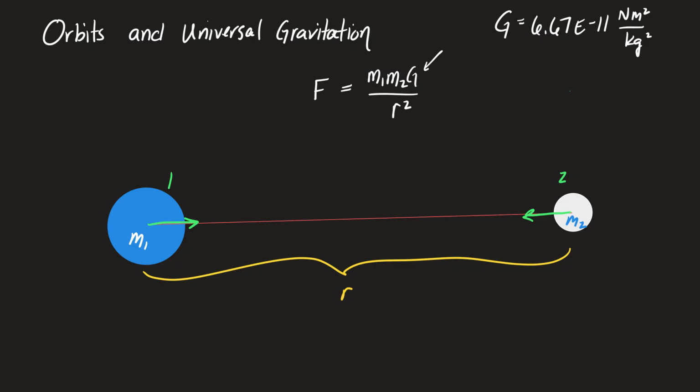But look closely at it. 10 to the negative 11th. So, I mean, let's say that you have a mass of 60 and your buddy has a mass of 70, and you guys are, say, I don't know, 3 meters apart.